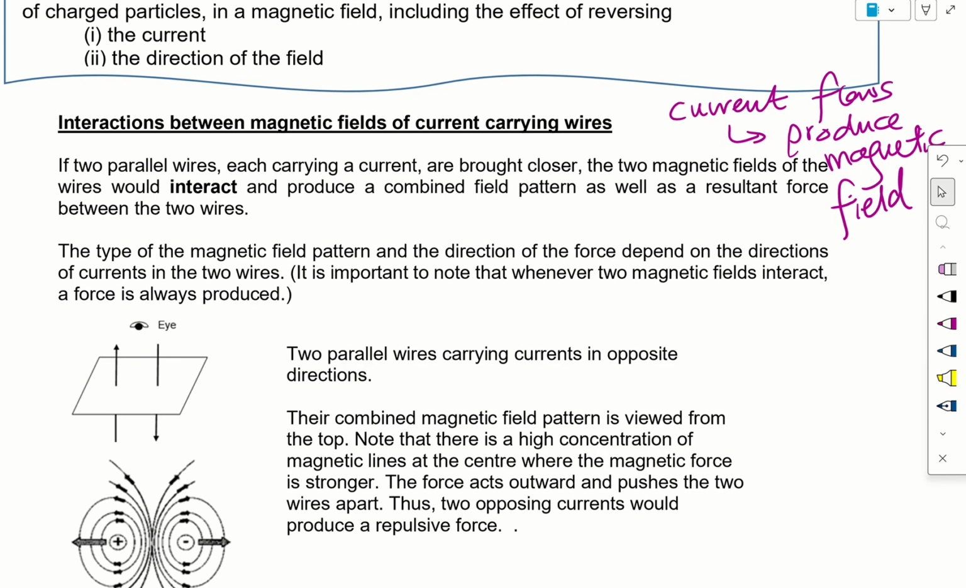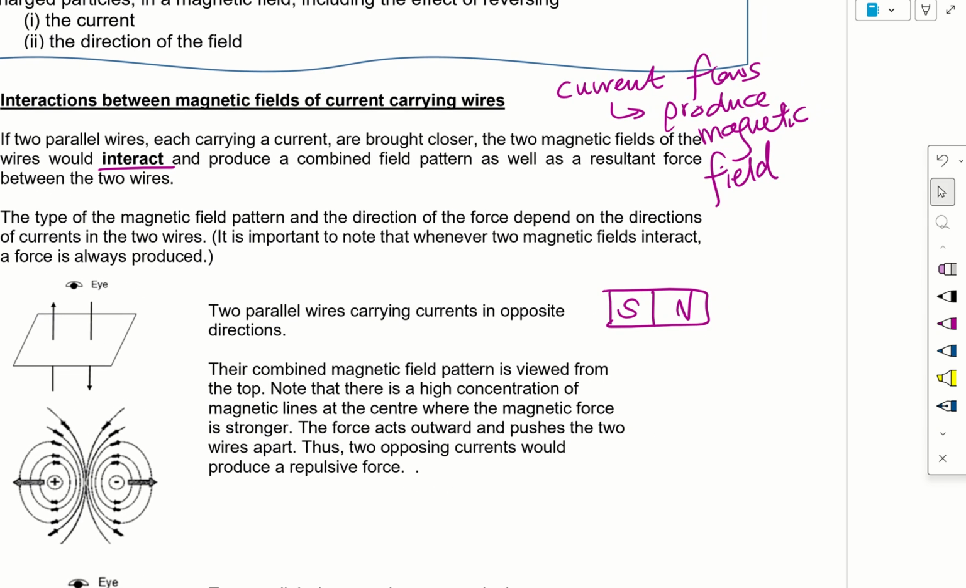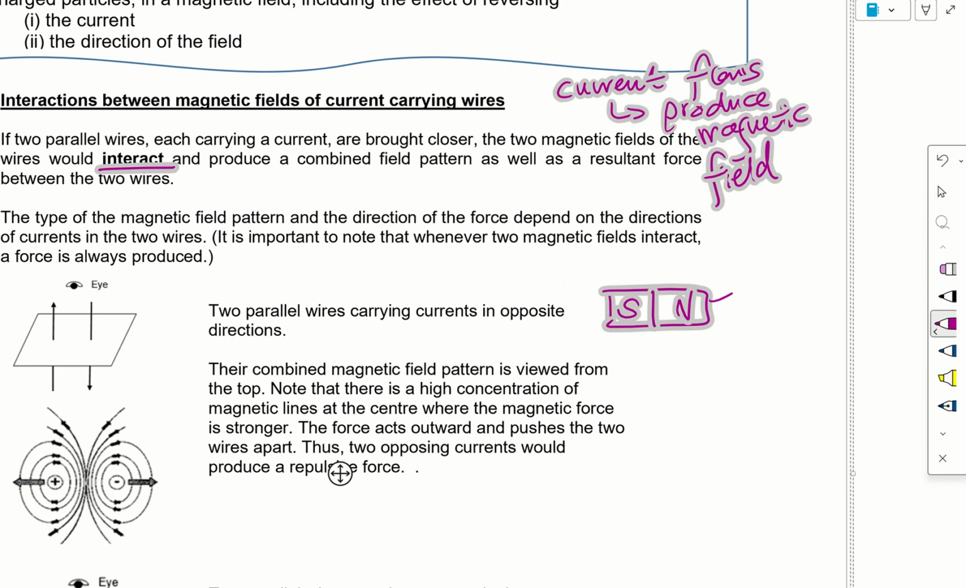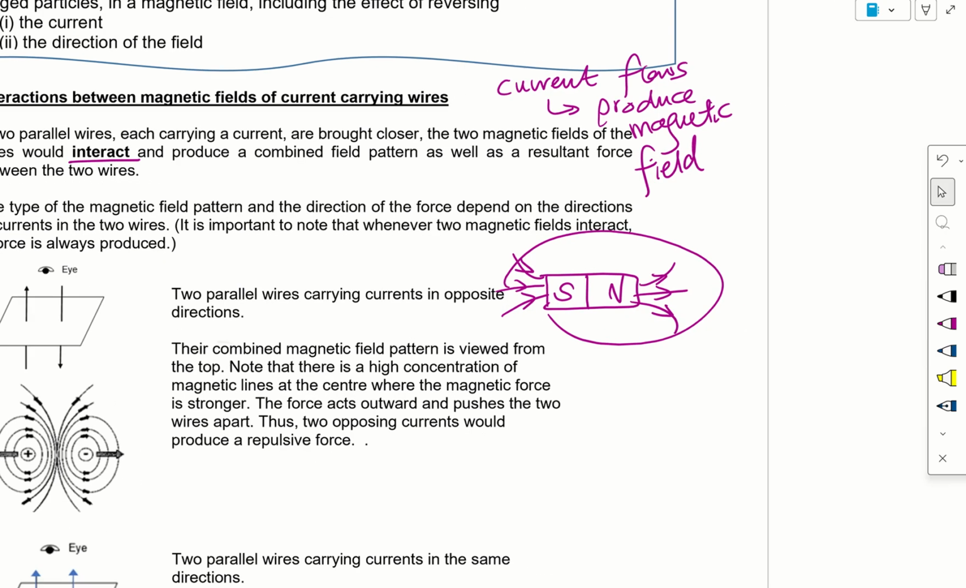So if two parallel wires, each carrying a current, are brought closer, the two magnetic fields of the wires will interact. So this is like your magnets. If there's only one magnet, this magnet of course will have a magnetic field, with the field lines coming up from north and entering the south. But because this is its own magnetic field, there will be no interaction with other magnets.